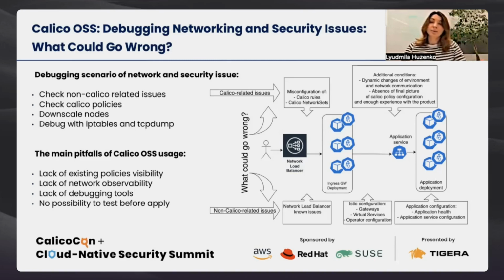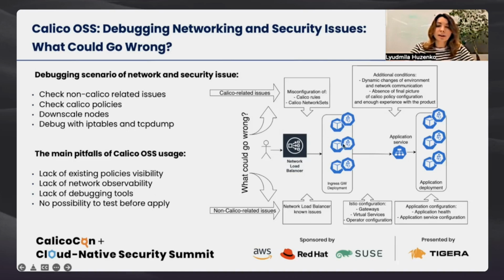Considering that it was an environment under construction, meaning that a few DevOps engineers were working on it and providing some solutions, you never know what could go wrong there. And if something is broken, you need to debug this issue. In general, there could be two kinds of issues, Calico-related and non-Calico-related issues.